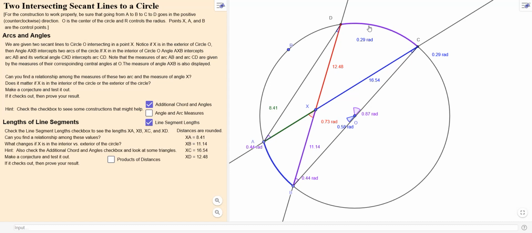DAC intercepts this arc, and it's an inscribed angle. So that angle has half the measure of that arc there. See, that arc has 8.87. This is half of that at 0.44. Some round off there, but those are half. Then here, similarly, this angle right here also intercepts the same arc. DBC intercepts the same arc. It's going to have the same measure. So those two purple ones at B and A are congruent.